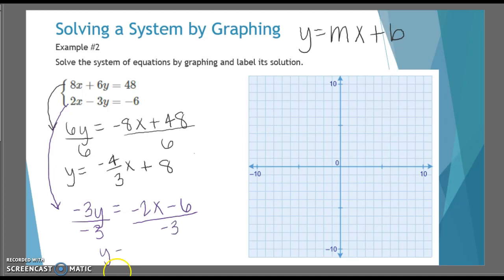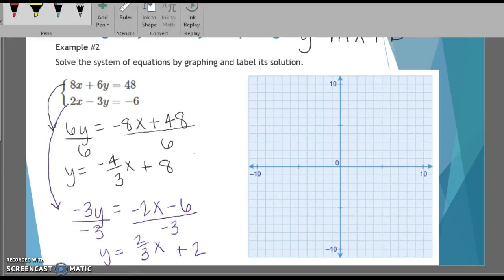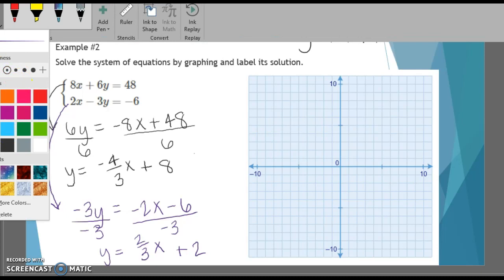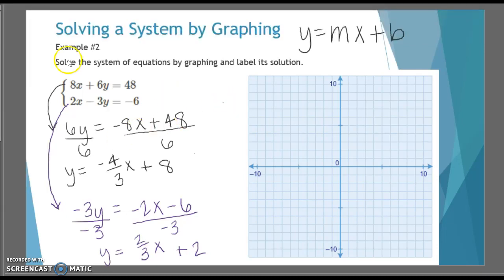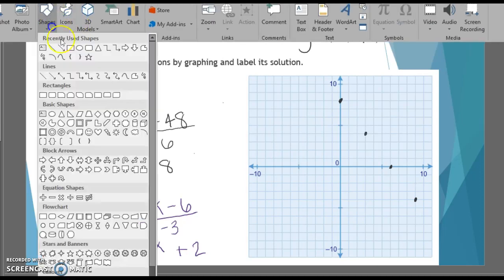So I get y equals, negative divided by negative is a positive, so 2/3 x plus 2. There's our two equations. Okay, so let's go back to our first one and we'll graph that one in black. So I'm starting at positive 8, going down 4 over 3, down 4 over 3, down 4 over 3. Okay, and let's insert our line.